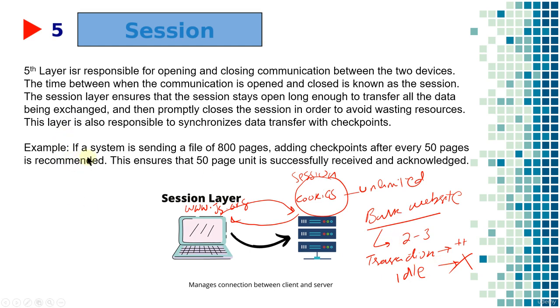So here is the example. If a system is sending 800 pages, adding checkpoints gives me the idea of how checkpoints work in the session layer. For example, if you are sending 800 pages, adding a checkpoint after every 50 pages is recommended. This ensures that each 50-page unit is successfully received and acknowledged. So we have to send all 800 pages, but a checkpoint is added after every 50 pages.